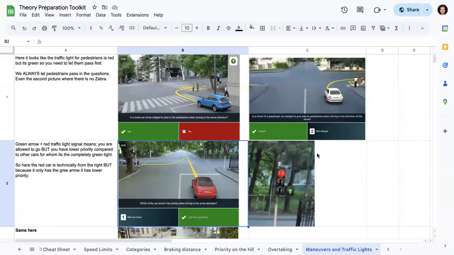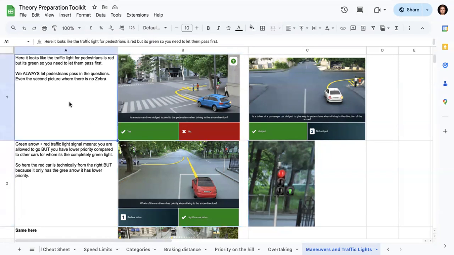Another topic that often causes confusion is traffic lights and priority of movement and different types of maneuvers. So let's go through questions that usually get our students confused. First of all, with pedestrians, we always let pedestrians pass. There is, as far as I remember, not a single question where we don't let the pedestrian pass, because they always have the priority. There is no question where we don't let them pass.